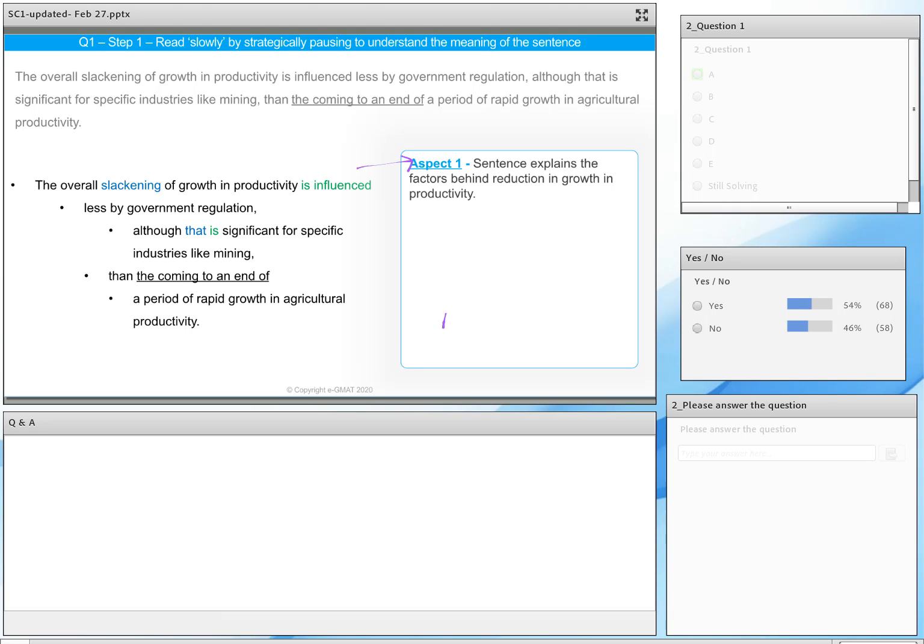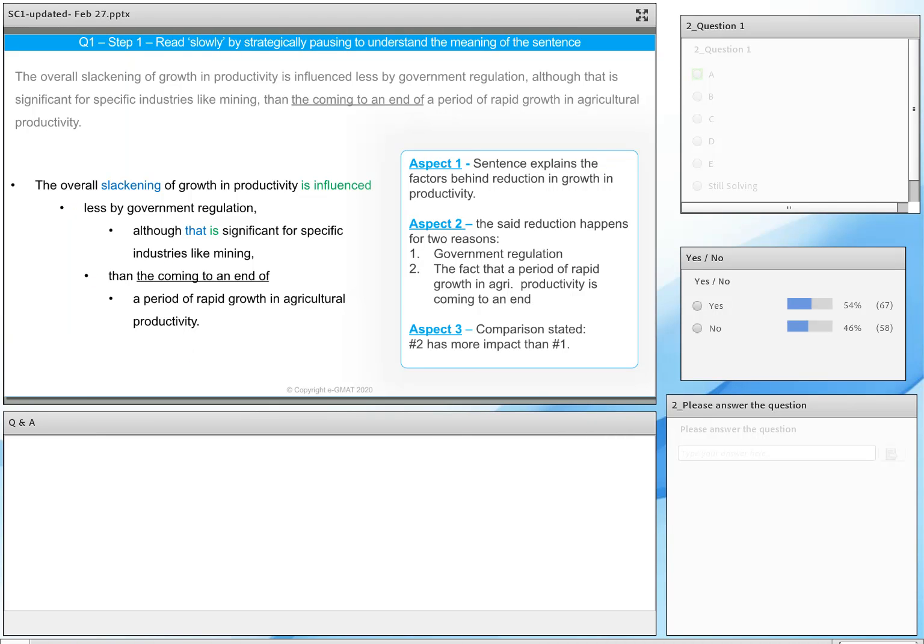Okay, the second aspect, the said reduction happens for two reasons: government regulation and the fact that the period of rapid growth in agriculture productivity is coming to an end. So those were those pieces that we numbered over here, 1 and 2. Okay, so those are those main ideas that we were actively pausing and pulling from the sentence as we were understanding it. And then aspect 3, the comparison stated, number 2 has more impact than number 1.